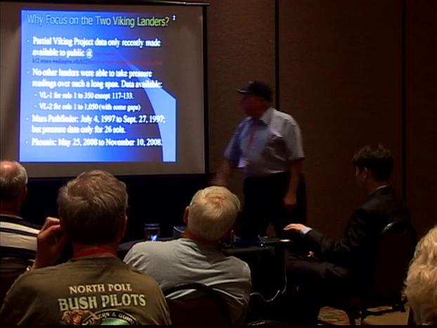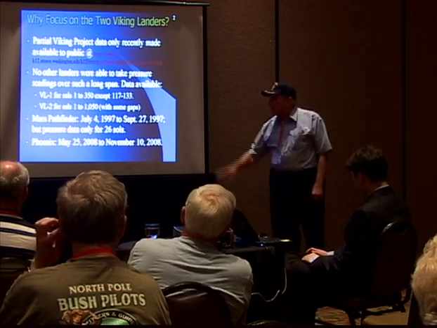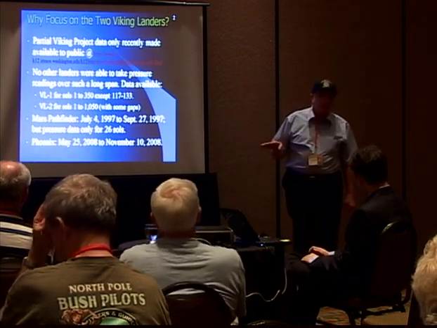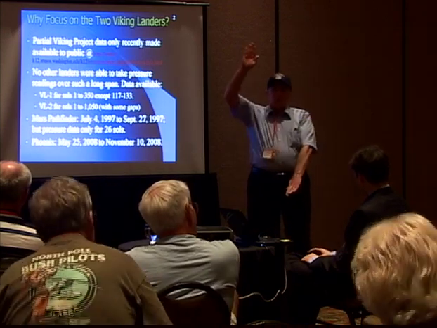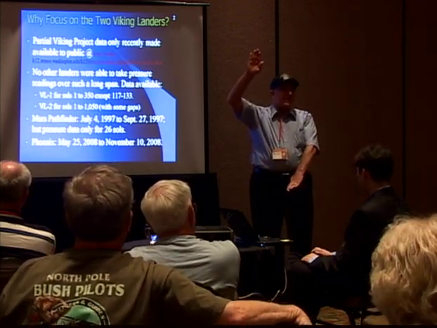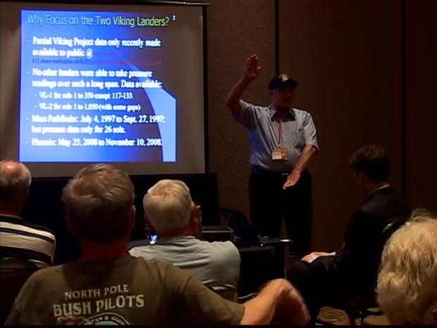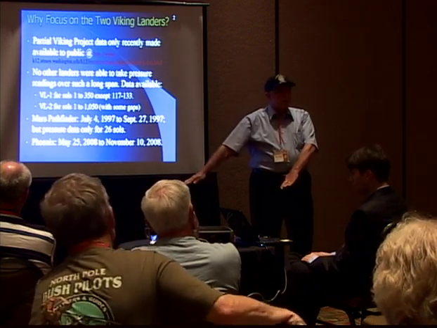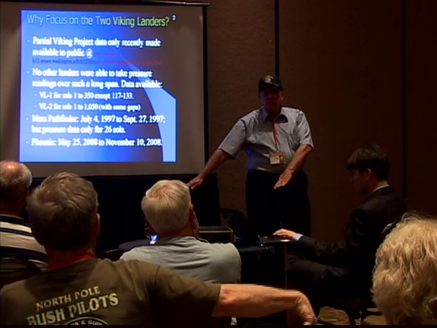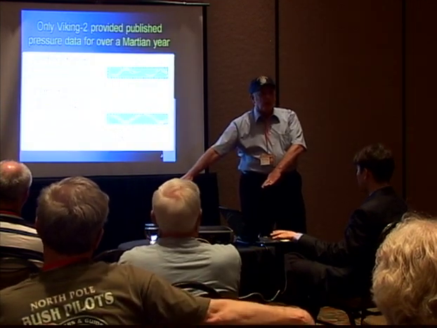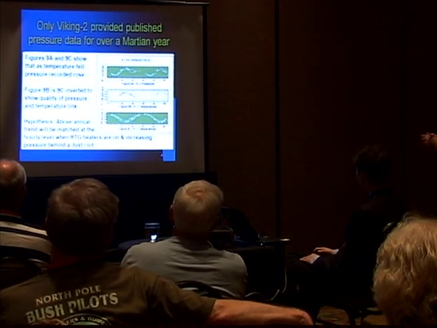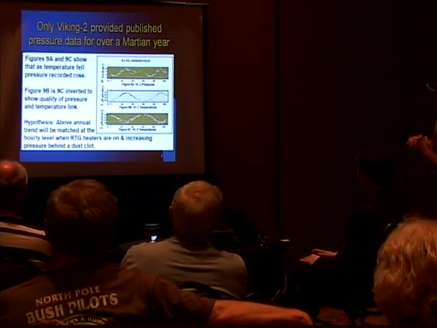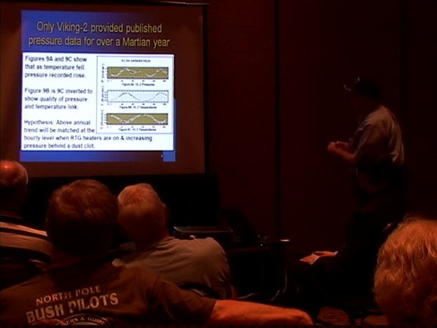The Phoenix, May 25th to November 10th, there was a very different pattern there. Whereas on the Vikings, where the temperature goes down, the pressure goes up because you think the heater's going on. There was no heater on the Phoenix. So what do you expect then? If the temperature goes down, the pressure's going to go down. That's exactly what we saw, a linear shot down as it got colder over there. And that's in the report. Only Viking 2 provided the published data again for more than a year.